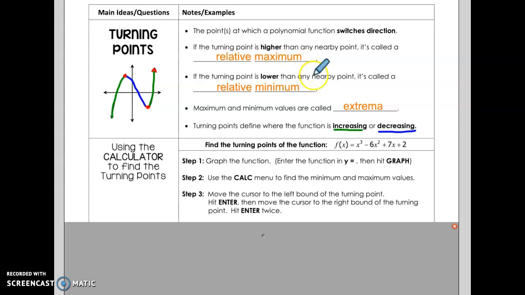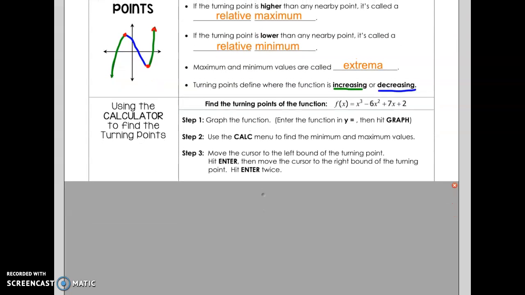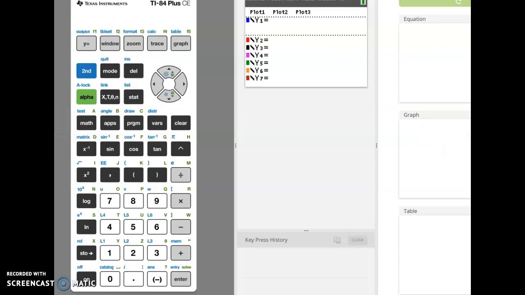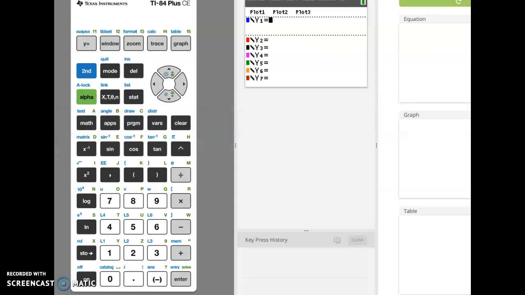Okay, so the next part, like I said, we're going to find the turning points of each function, and we're going to use the graphing calculator to do it. You could also use Desmos, that would be fine, but we're going to go through the steps of how to graph on the graphing calculator. Okay, so we're going to go to y equals, and we are going to plug in that function x cubed minus 6x squared plus 7x plus 2.